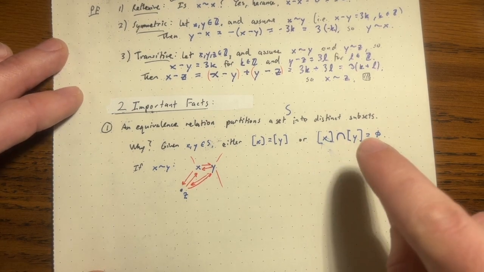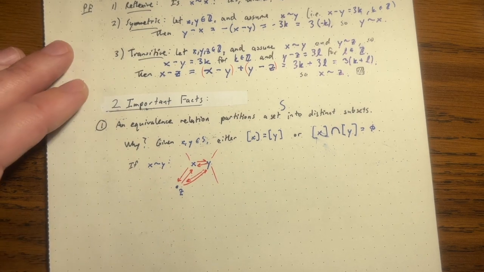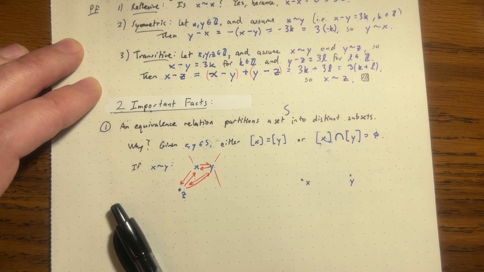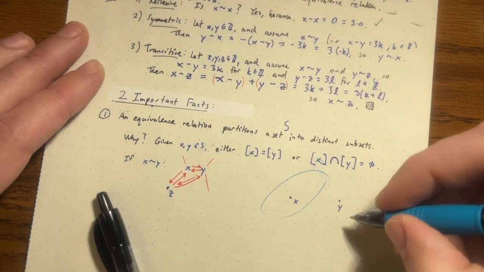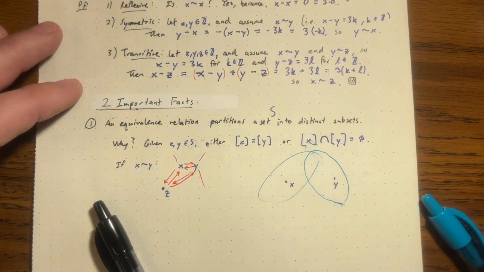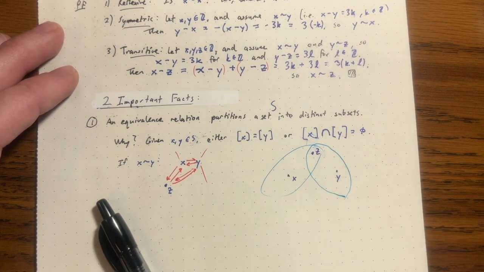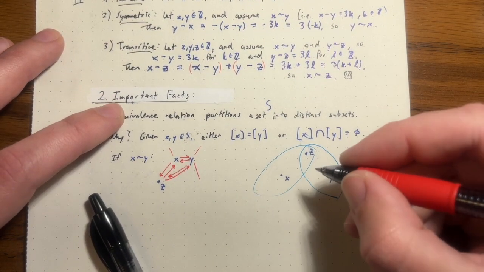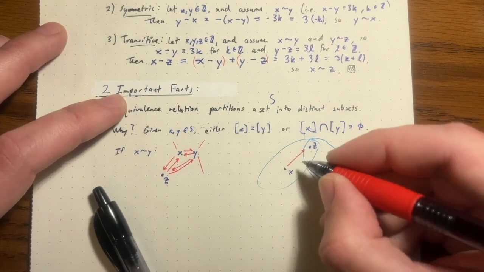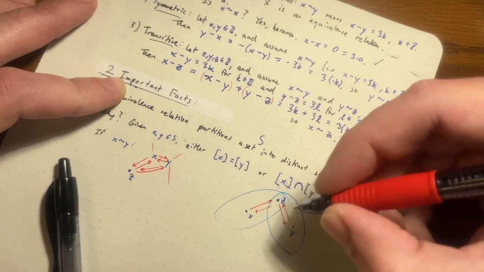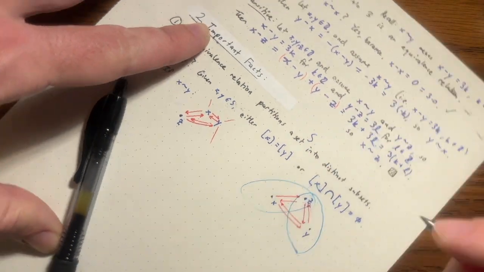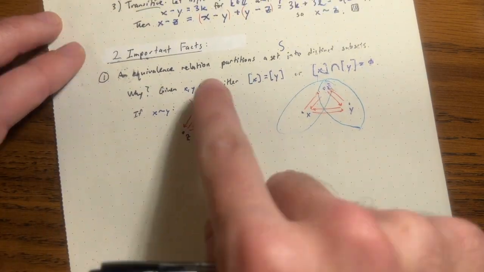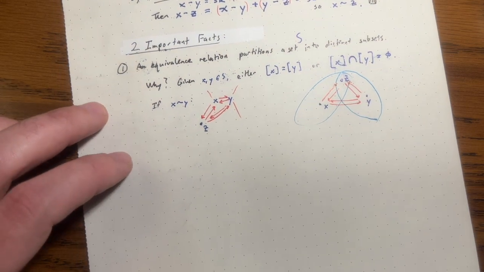And why are they completely distinct if they're not equivalent? Well, suppose I have x and y, and they're both in some equivalence classes, but let's suppose they weren't distinct. Let's suppose, for the sake of contradiction, they overlapped at some element. Well, that would force x and y to be related, again because of transitivity, which is a contradiction because we're assuming that they were not equivalent. So that's the idea. That's why you get this partition.